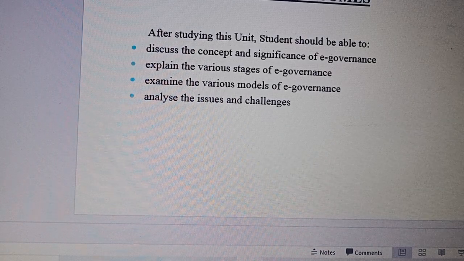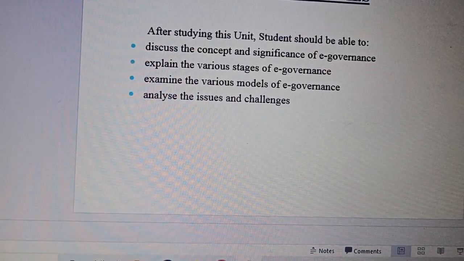Next slide is learning outcomes. The subject is e-governance. After studying this unit, students should be able to discuss the concept and significance of e-governance. Got it? Next point is to explain the various stages of e-governance, and after that examine the various models of e-governance.